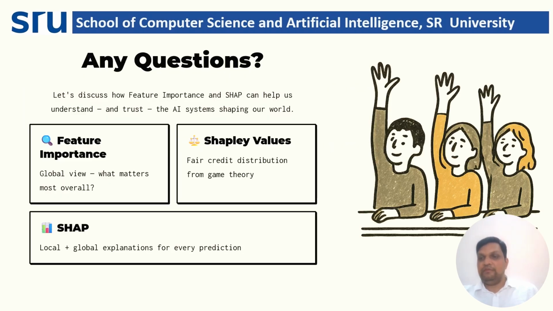Any questions? Let's discuss how we can apply these methods in real-world systems. If you want something quick, feature importance gives a global view of what matters most overall. Shapley values give fair credit distribution from game theory. SHAP provides local and global explanations.